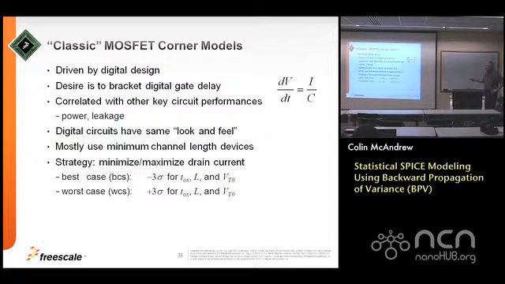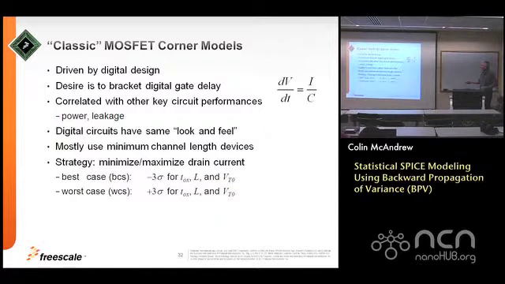So this has historically been driven by digital. We want to bracket digital gate delay, dV/dt equals I on C. So you get I variation and C variation, and you get digital gate variation. Two other key things that are important for digital circuits are the power and the leakage, but it turns out they're highly correlated with the delay. Anytime you have fast transistors, then you've got higher currents and you've got higher leakage. So even though there's three things that are important, they're highly correlated, so there's really only one thing. Digital circuits also have the same look and feel. They've got pull down NMOS and pull up PMOS devices. They use minimum channel length devices, so you're not sensitive to things that vary with length too much.